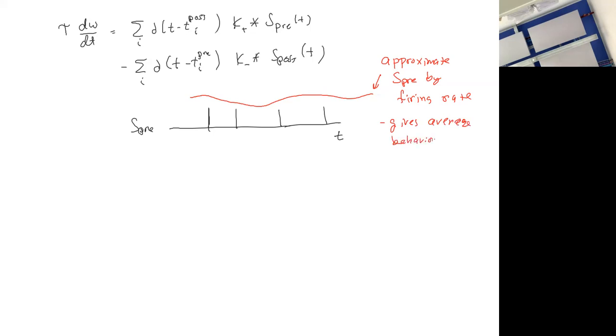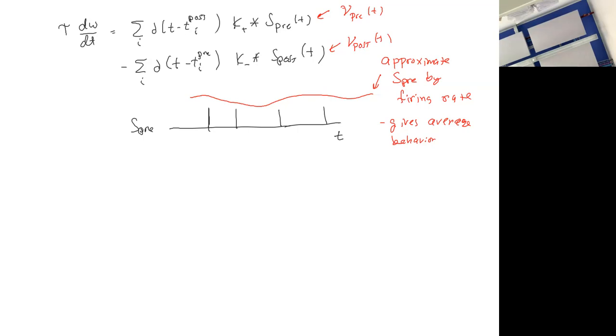In fact, if we were to average this quantity over lots of realizations of the spike train, we would get exactly the firing rate. So basically, what we're going to do is replace S pre by nu pre of t, and divide this by nu post of t.